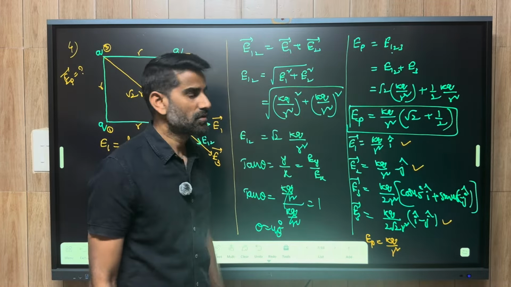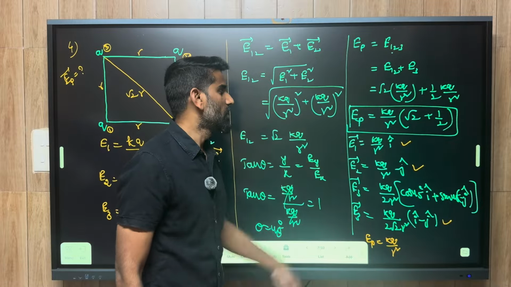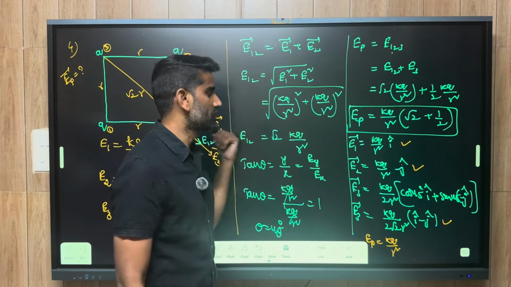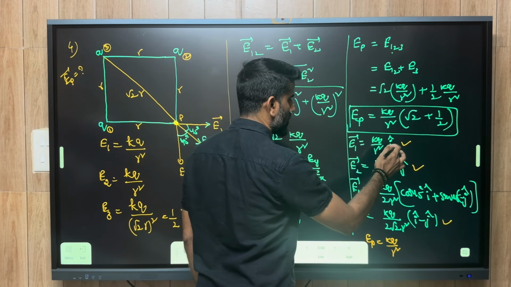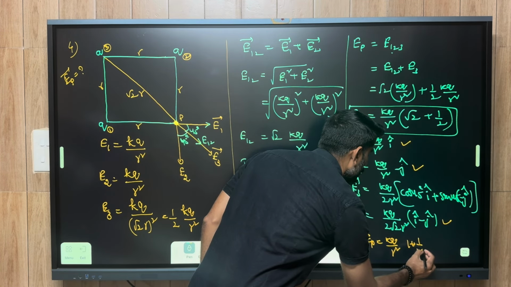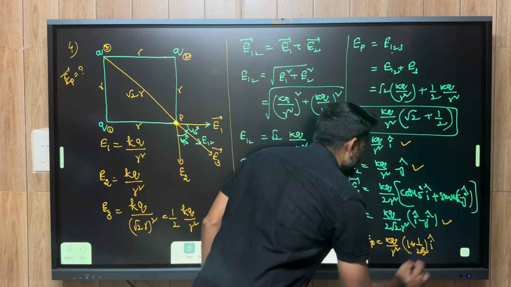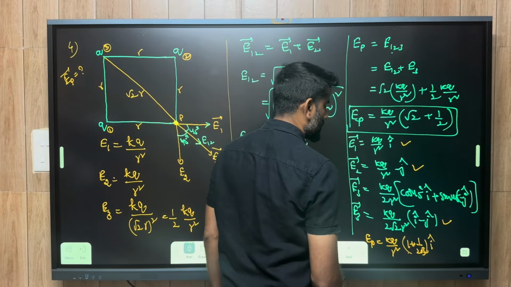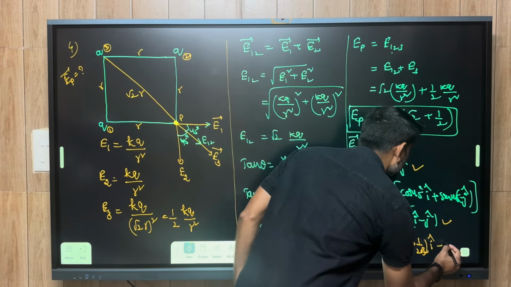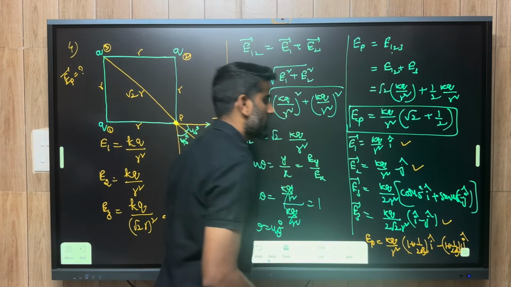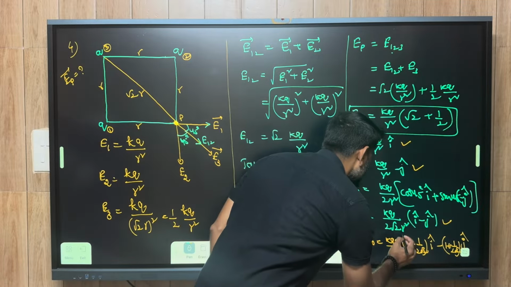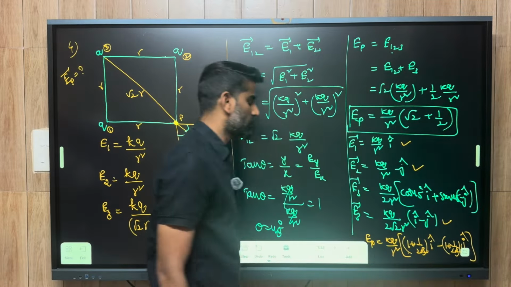I am using the direct steps here in this explanation, because it is the second method of solving this question. So kq by r square, we have i cap, and here also we have i cap. So (1 plus 1 by 2 root 2) i cap, and we have minus j cap and here also minus j cap, so minus (1 plus 1 by 2 root 2) j cap. Here we have minus because y components have negative sign.